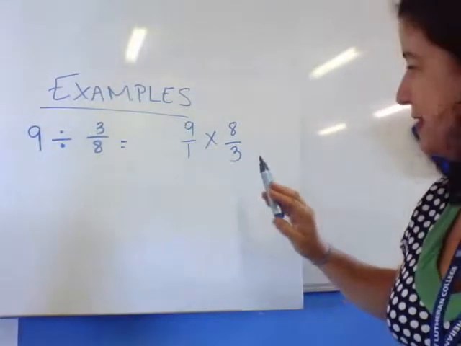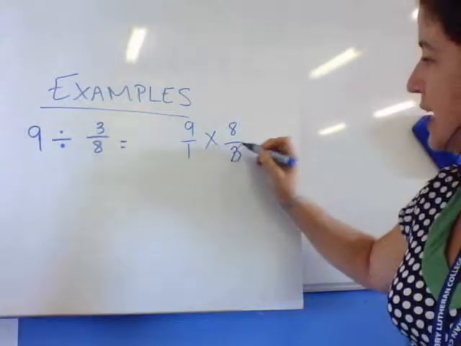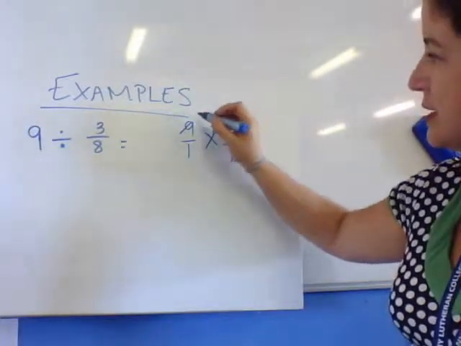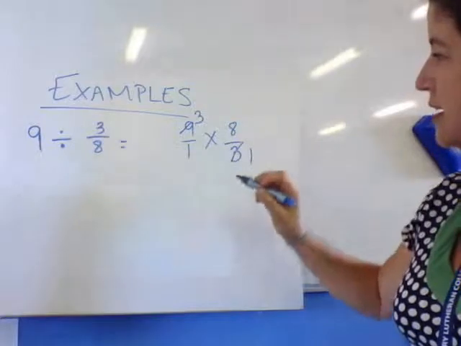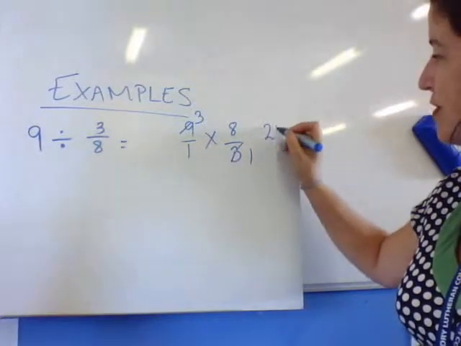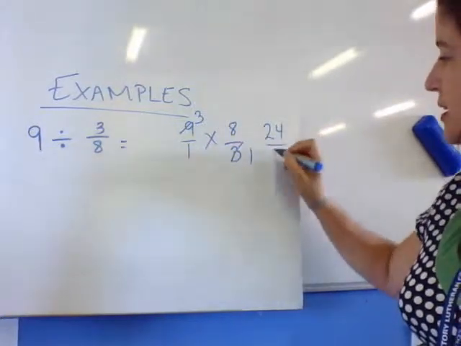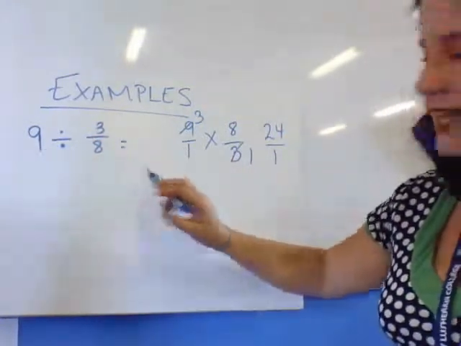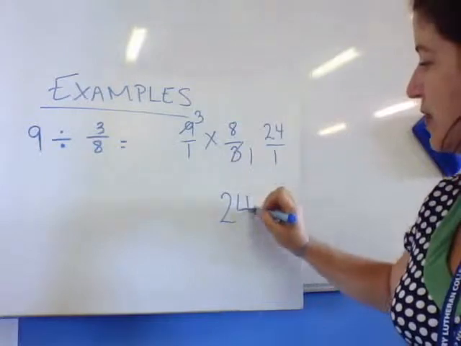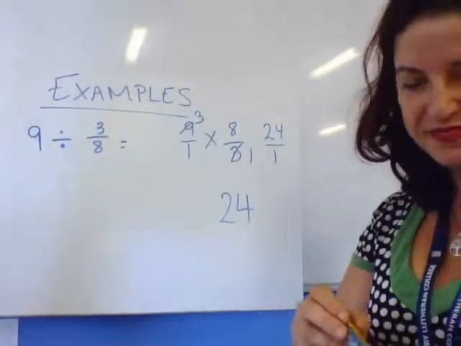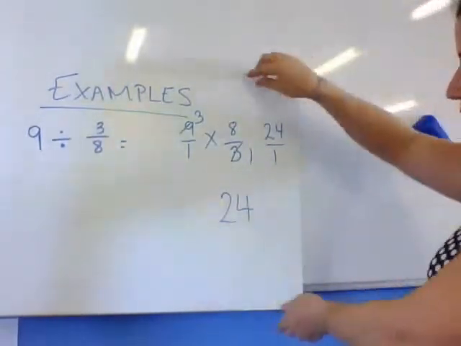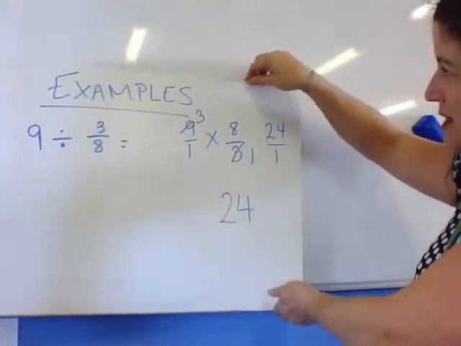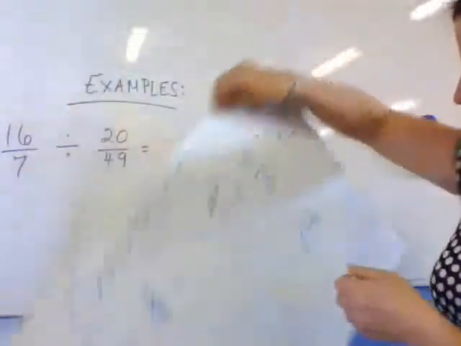Okay, that's our shortcut. So we know that 3 goes into 9 3 times, so let's make that 3 and that a 1. Then we have 3 times 8, that's 24. 1 times 1 is 1. So 9 divided by 3/8 is 24. There we go. Okay, let's try one more. This is a little bit of a trickier example. Or it looks trickier anyway.